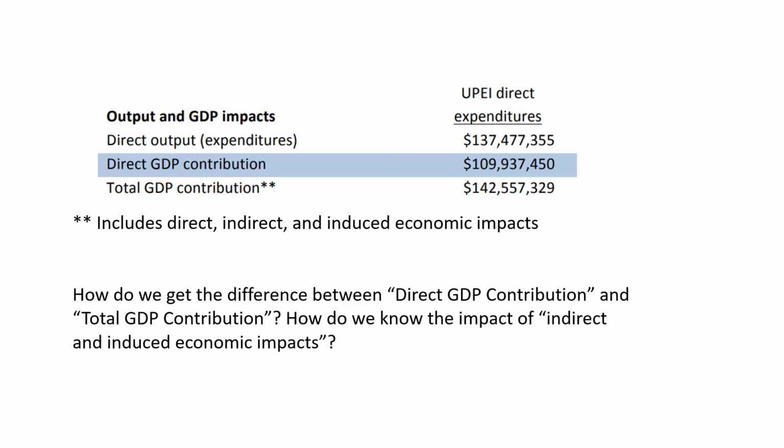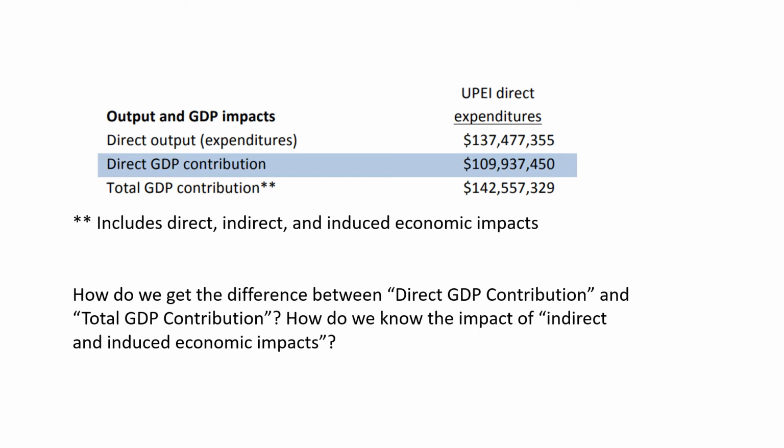So for instance, some numbers directly from that study talked about some of the direct expenditures of the university. And it has a direct GDP contribution of the university of $109 million. So this is what the university produces immediately in the economy just by them being here.